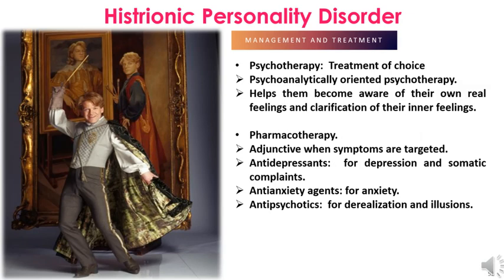Psychotherapy. Patients with histrionic personality disorder are often unaware of their own real feelings. Thus, as a therapist, clarification of their inner feelings is an important therapeutic process. Psychoanalytically oriented psychotherapy, whether group or individual, is probably the treatment of choice for histrionic personality disorder. Pharmacotherapy. Pharmacotherapy can be adjunctive when symptoms are targeted, for example, the use of antidepressants for depression and somatic complaints, anti-anxiety agents for anxiety, and antipsychotics for derealization and illusions.